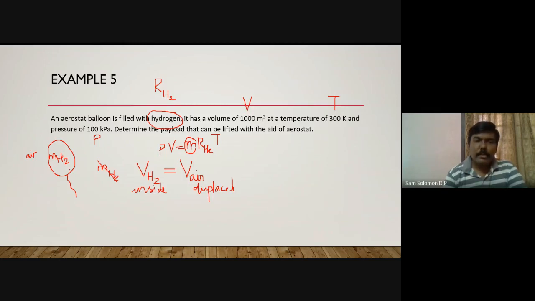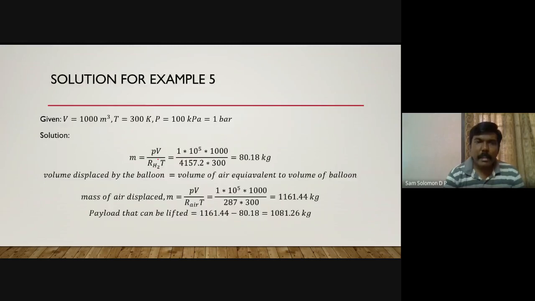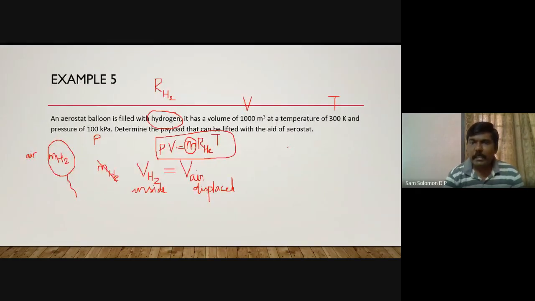If we solve this, first find out the value of the mass of hydrogen here, and that happens to be 80.18. According to the book, the mass of hydrogen inside the balloon is 80.18 kilogram. If you substitute everything using this particular formula, your mass of hydrogen is 80.18 kilogram.